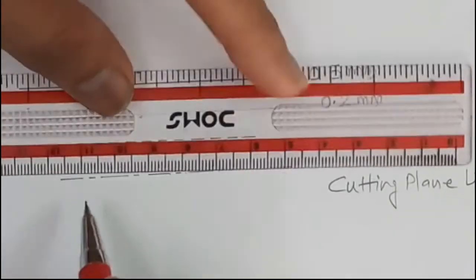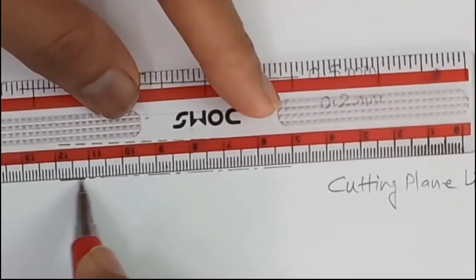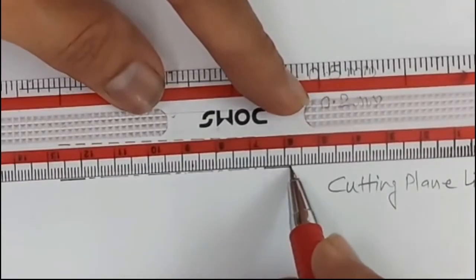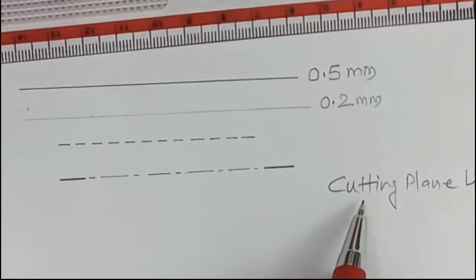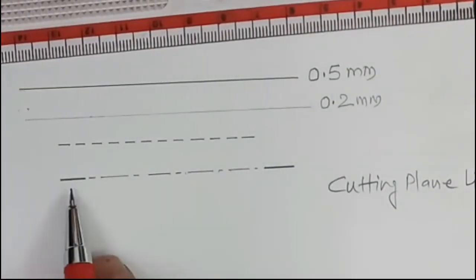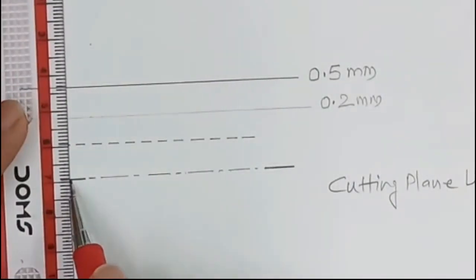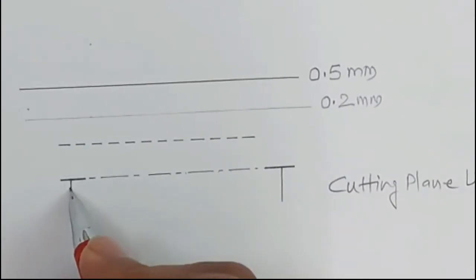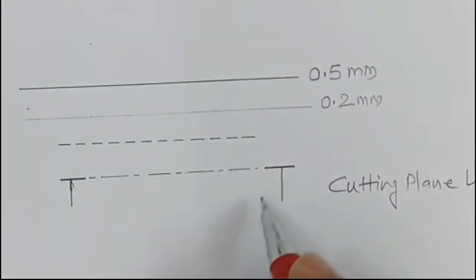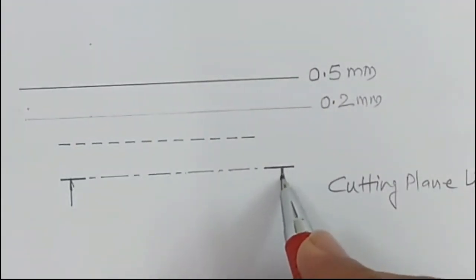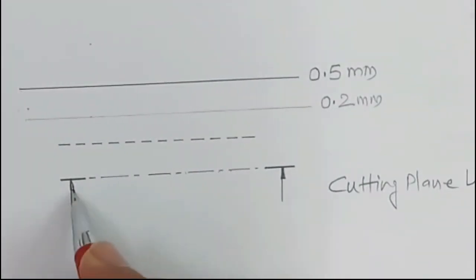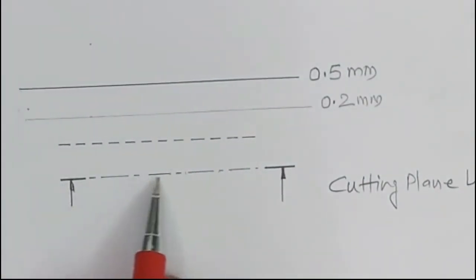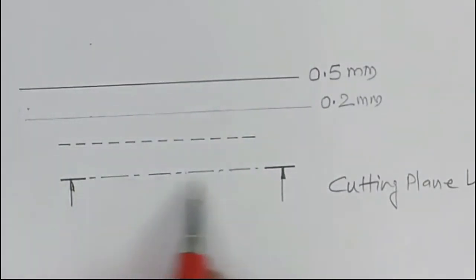similar to a center line, except at the end we have to make these dashes thick. So a center line becomes a cutting plane line when we show these end dashes thick, but along with that we have to represent the direction of the observer. That means in which direction we are going to look once the object is cut. These arrows indicate the direction of the observer. That means the object is cut somewhere along this cutting plane and then we are looking in this direction. That is the meaning of this cutting plane or section plane line.